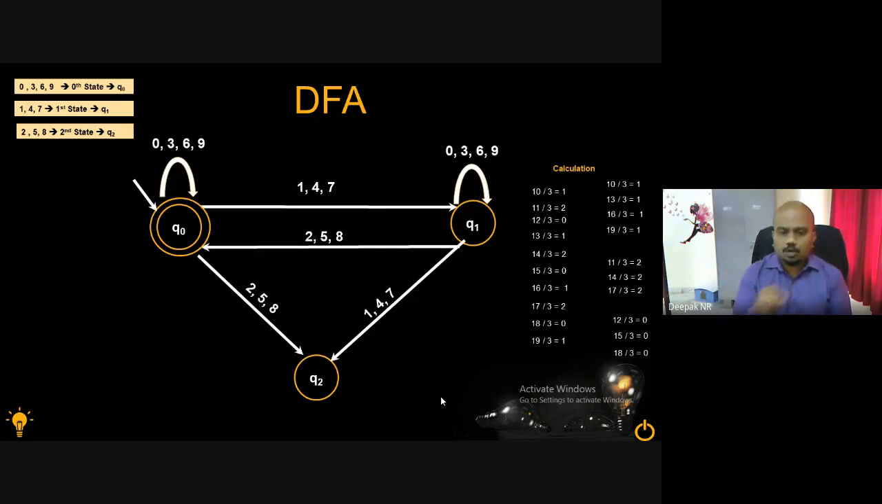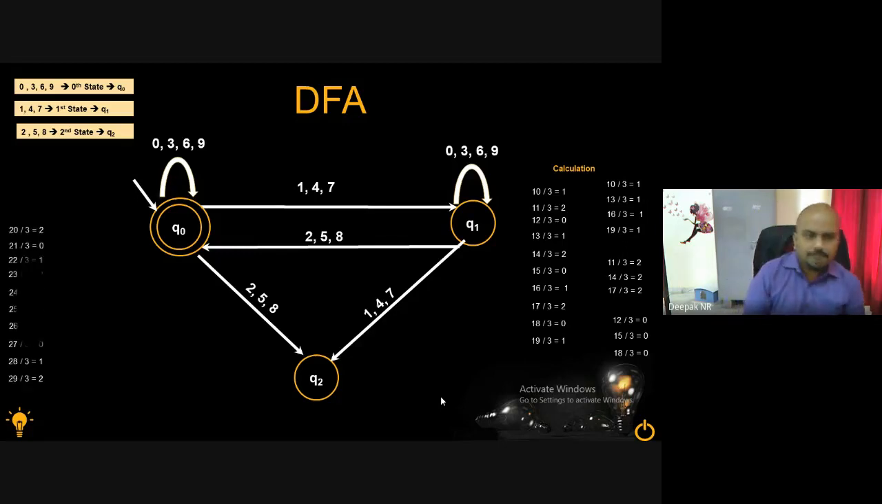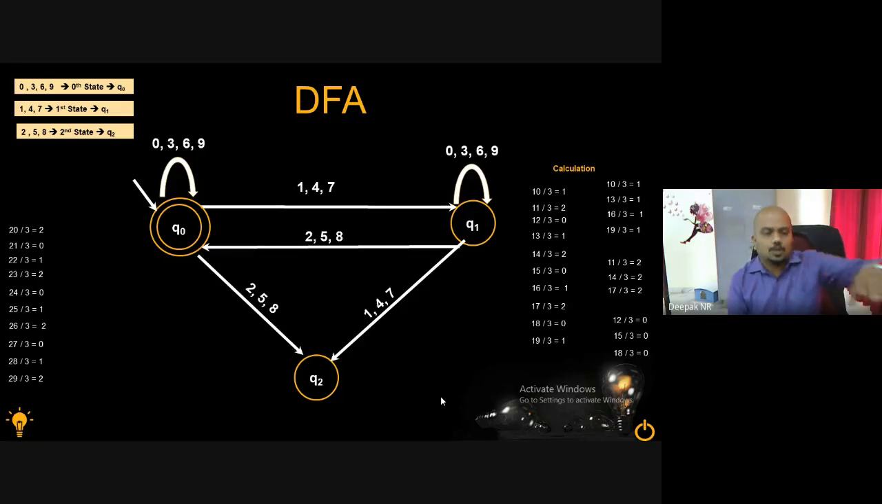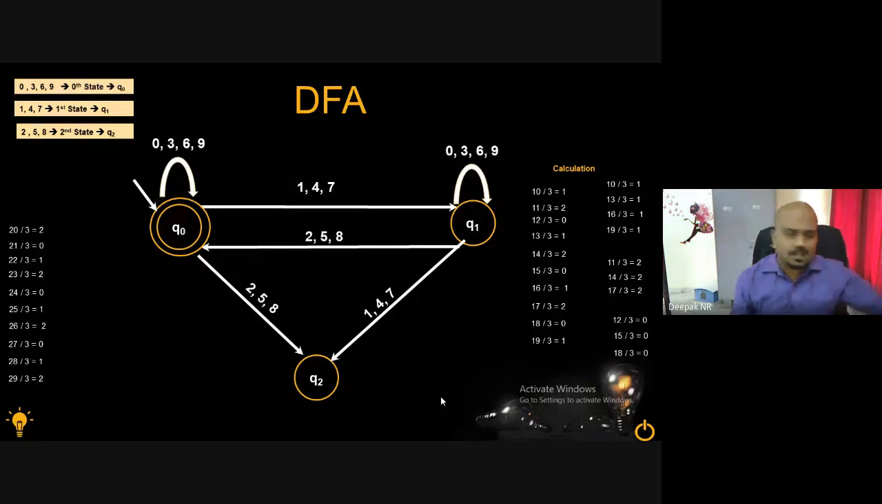Now, in a state called Q2, I have not used all the symbols, so I have to make use of it. So what I do, I start repeating this calculation again by taking the next sequence of numbers. For example, I start from 20 to 29: 20, 21, 22, 23, 24, 25 up to 29. I take a number and divide it by 3, where my remainders will be 2, 0, 1, 2, 0, 1 and so on. Okay, you guys are clear.